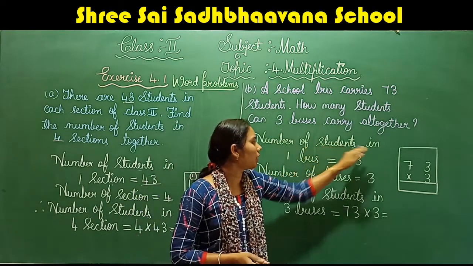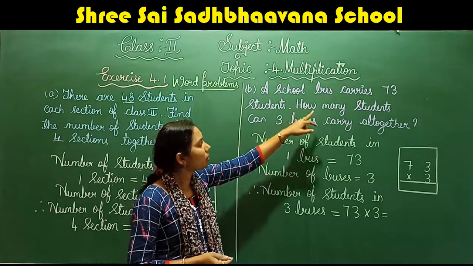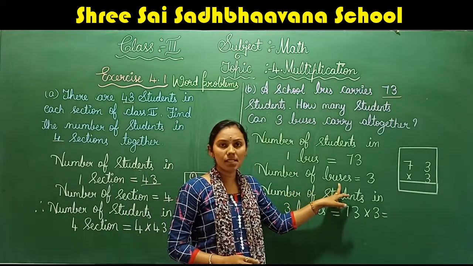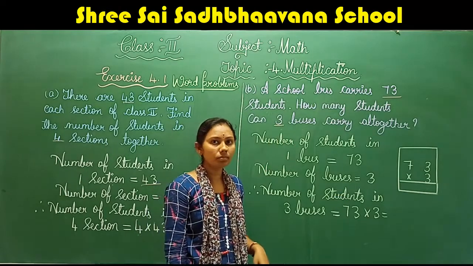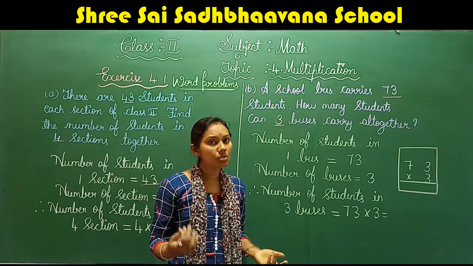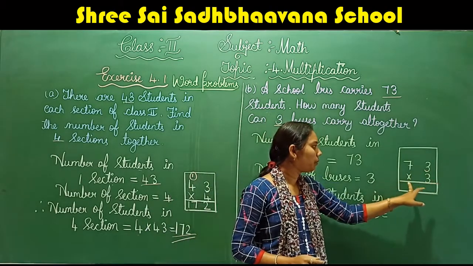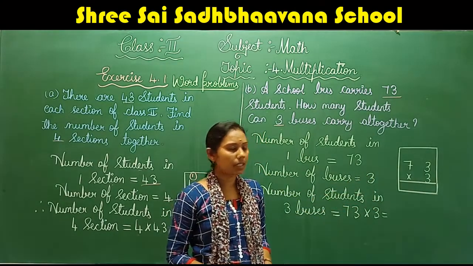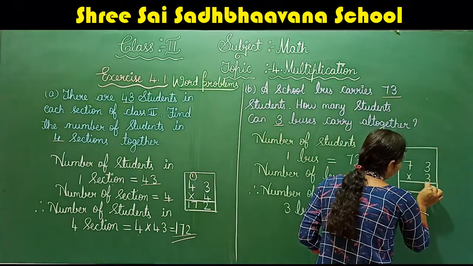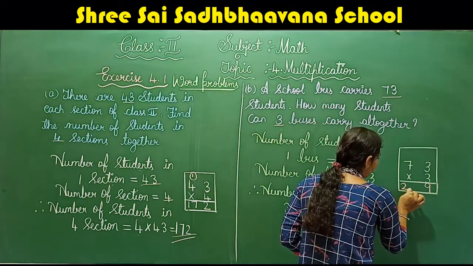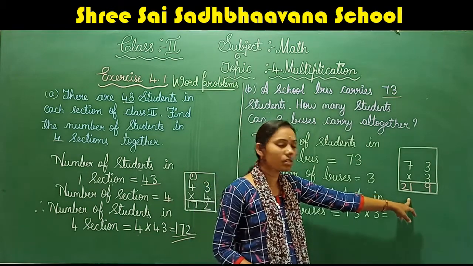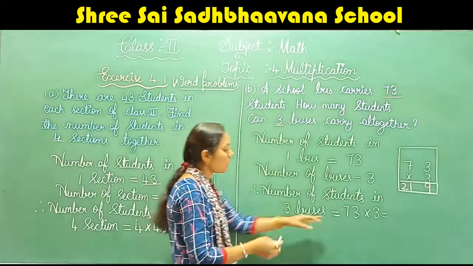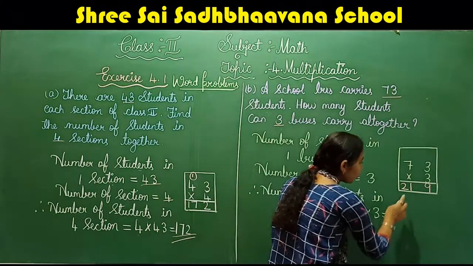Okay, so here, number of students in 1 bus. How much? 73. Okay, now number of buses. How many buses? 3 buses. So what do we have to find here? Total number of students in 3 buses. So that is 73 multiplied by 3. 73 into 3. Shall we multiply and see what answer we will get now? 3 threes are 9. 3 sevens are 21. Okay, so how many students in 3 buses? 219. Therefore, number of students in 3 buses is equal to 73 into 3, that is 219.